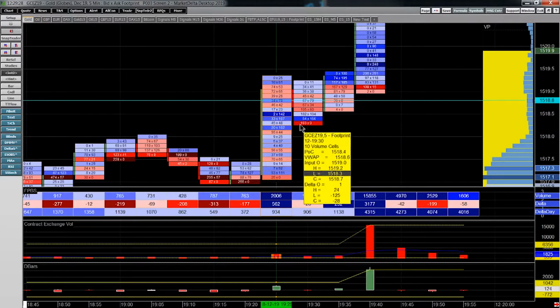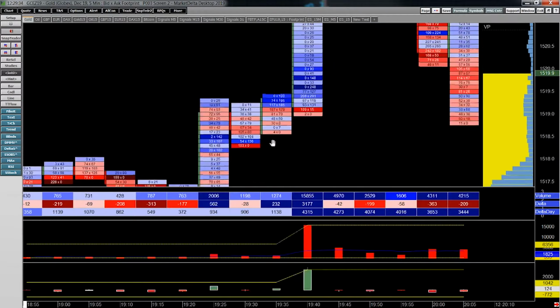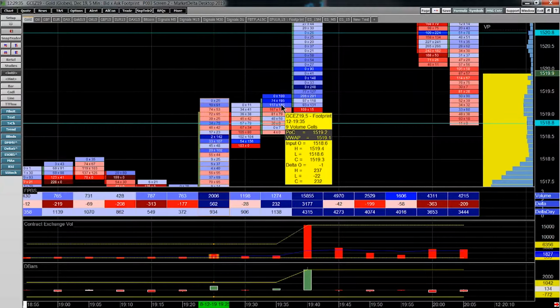Okay, so we can see another 600 contracts traded over 4 prices, and that's the absorption. That's the reload from the buyers coming in. Market then starts to go bid, and note what the buyers are doing. They're no longer waiting now, no longer passive. They're lifting pretty heavy offers.